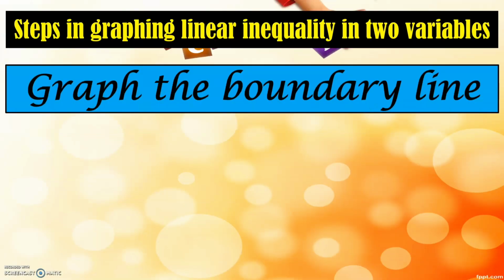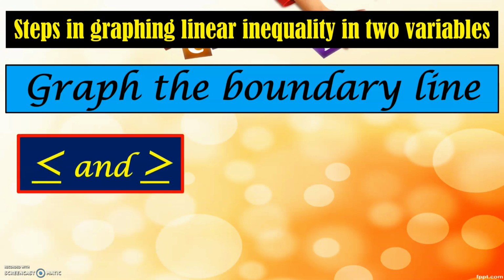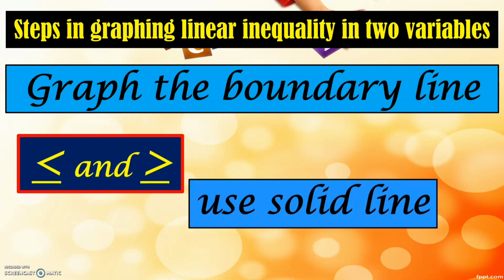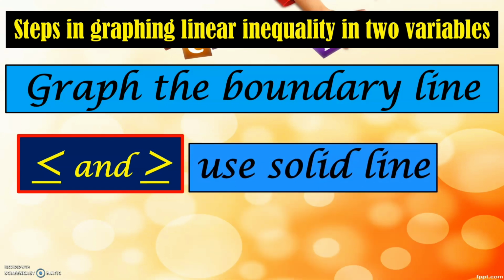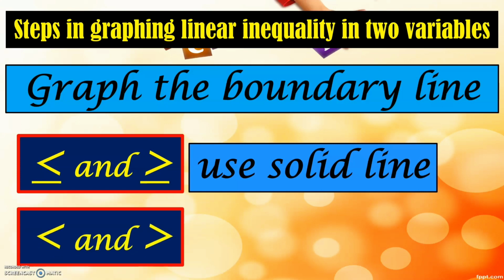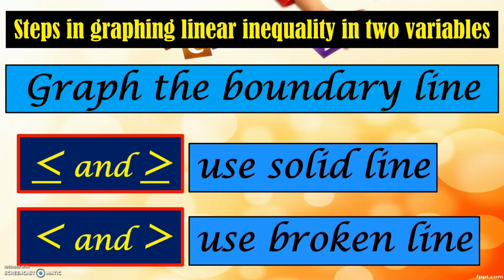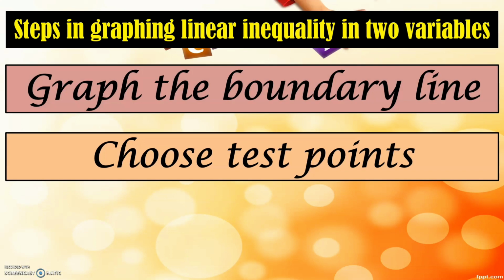Number 1. Graph the boundary line. Now take note of the inequality used on the given linear inequality. If the inequality symbol used is less than or equal to and greater than or equal to, the boundary line is a solid line. While if the inequality symbol used is less than or greater than, the boundary line is a broken line. Second step, you need to choose the test points.